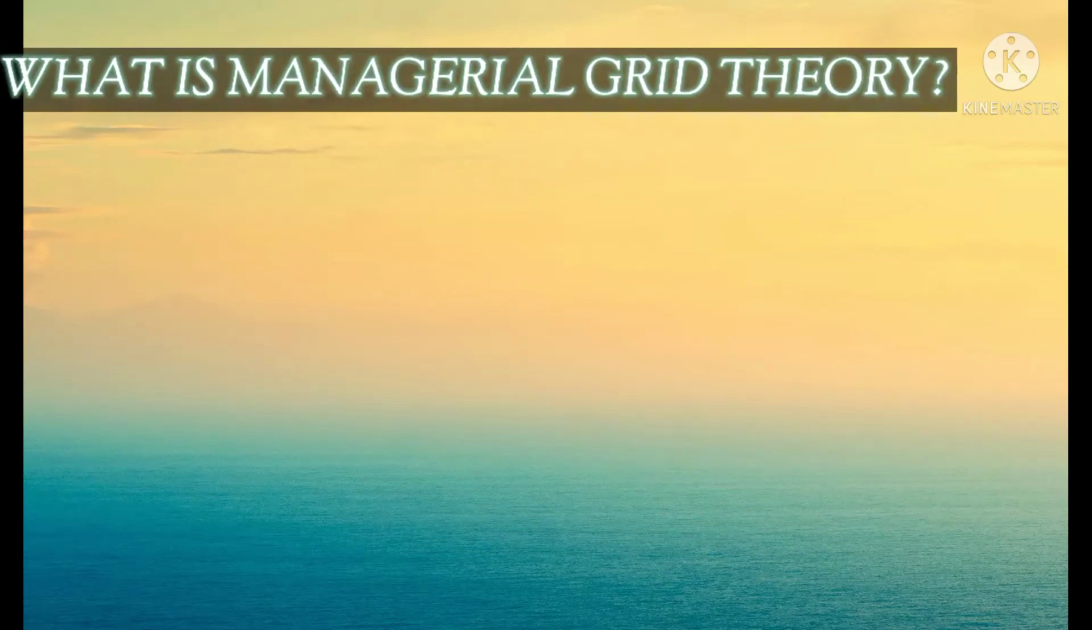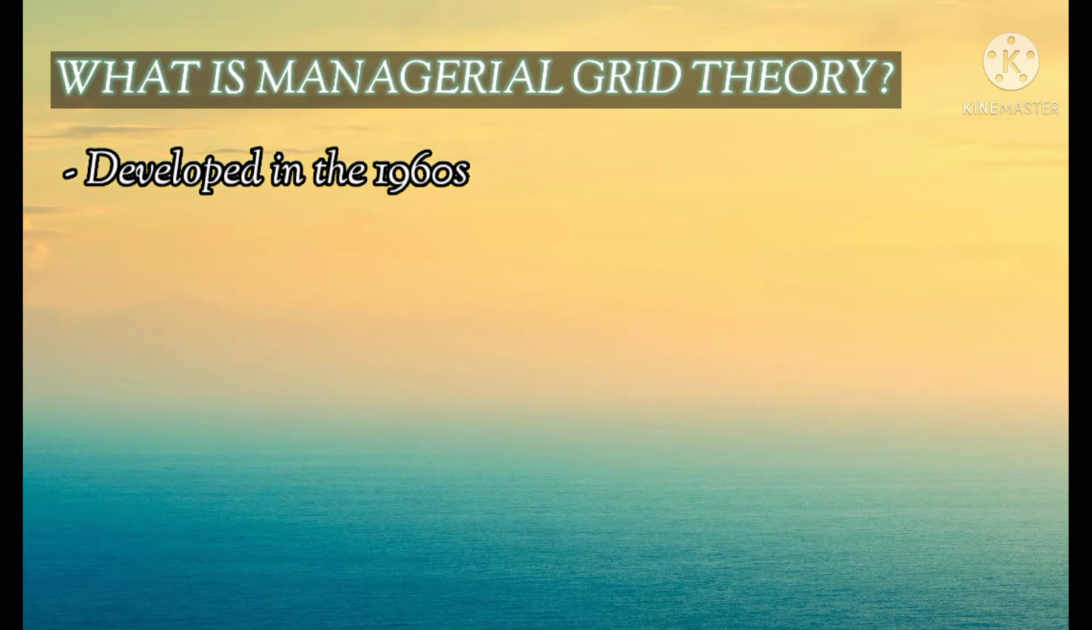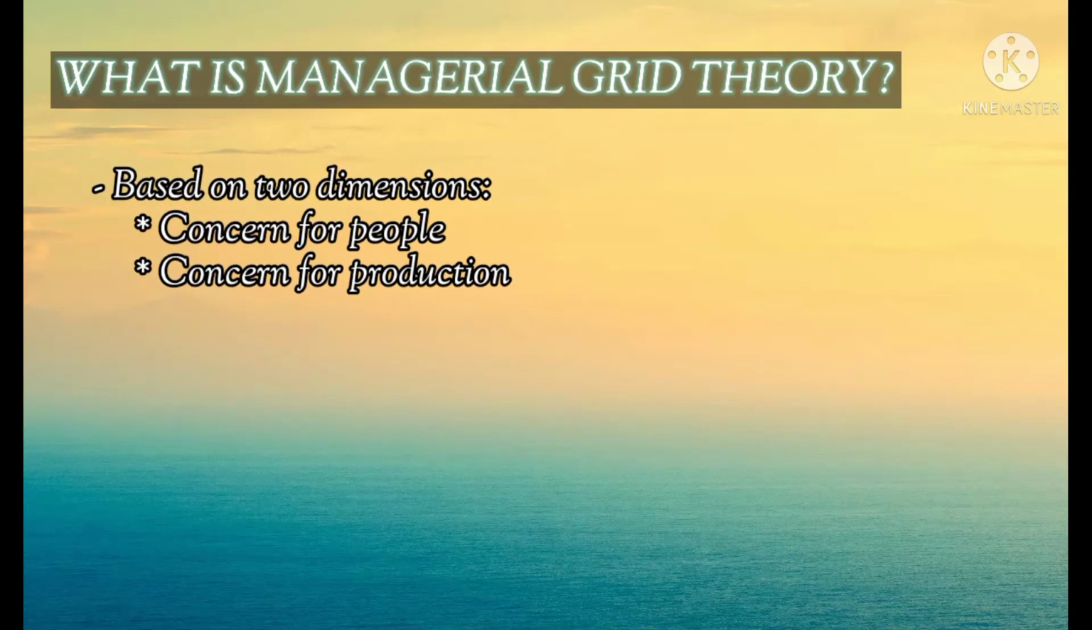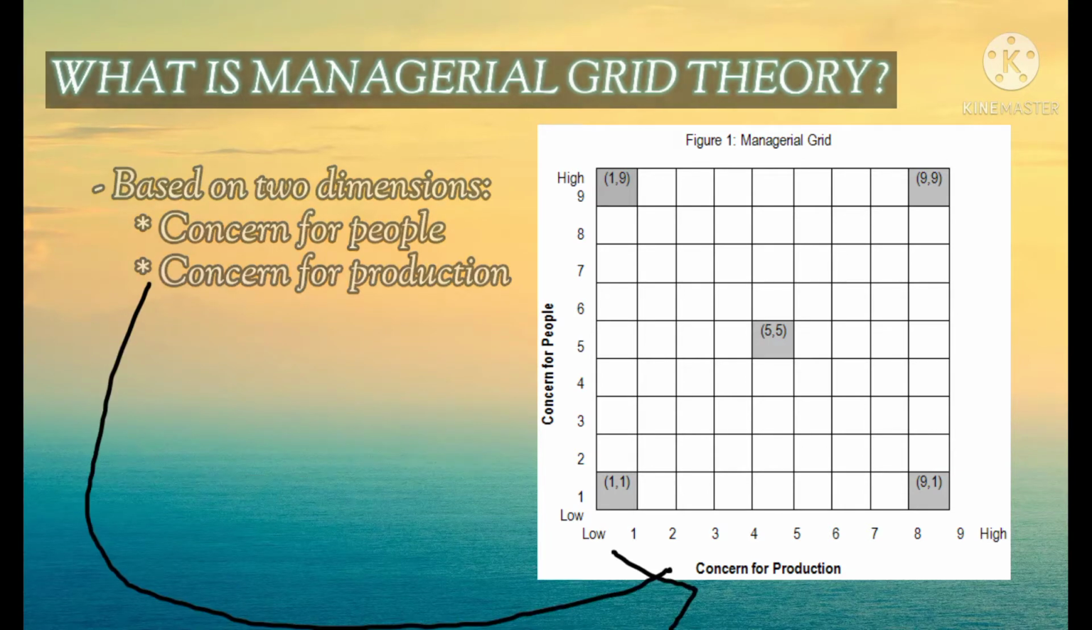Good morning, everyone. Today I will discuss what is managerial grid theory. Managerial grid theory was developed in the 1960s and was proposed by Robert R. Blake and John S. Mouton. This theory is based on two dimensions: concern for people and concern for production.